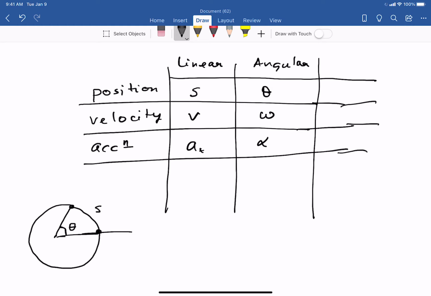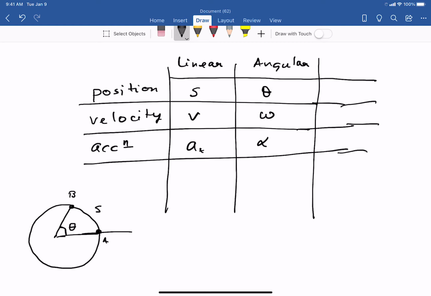So suppose you have an object that's starting from right here, point A, goes to the point B. The actual distance that is covered along the circle is the arc length s, and its location at B can be specified by using the angular position theta, as we've seen in class before. The velocity of the object can be measured. The linear variable for that is v, and the angular variable for that is omega. And the acceleration of the object, the linear variable is a tangential, and the angular variable is alpha, right?